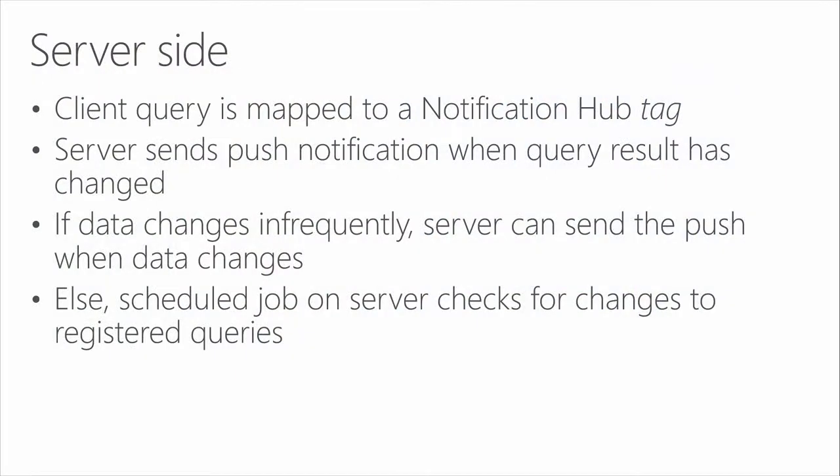Essentially, the way you would implement this is map the client query to a tag in Notification Hubs. And I'll explain how that works. But then the server is going to use those tags to send the query back to the client. If the data is changing very infrequently, there are two ways to implement this. Basically, if it's infrequent changes, you can have the server send the push notification right when the change occurs. And you could also do a scheduled job to check for changes for registered queries.